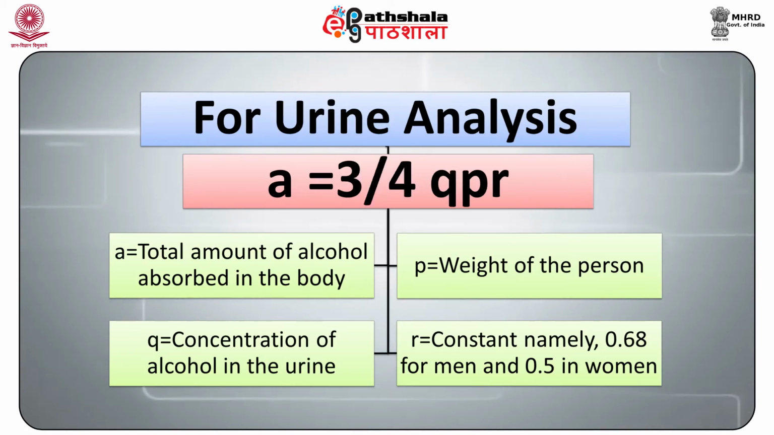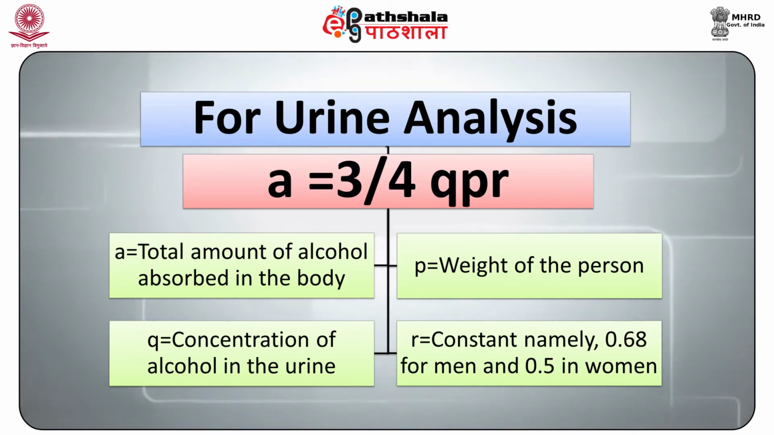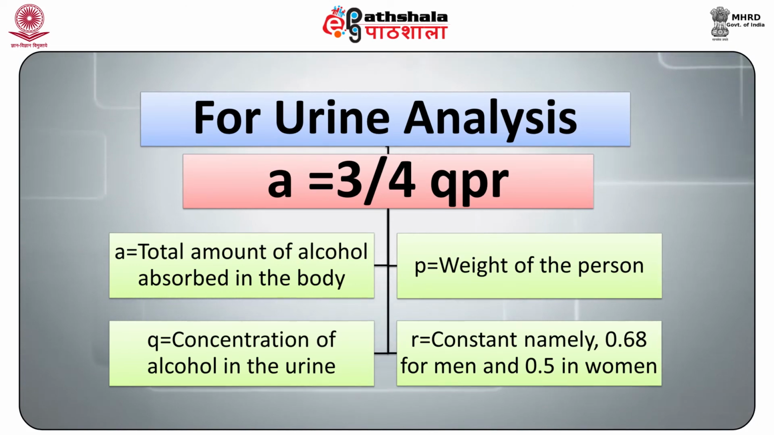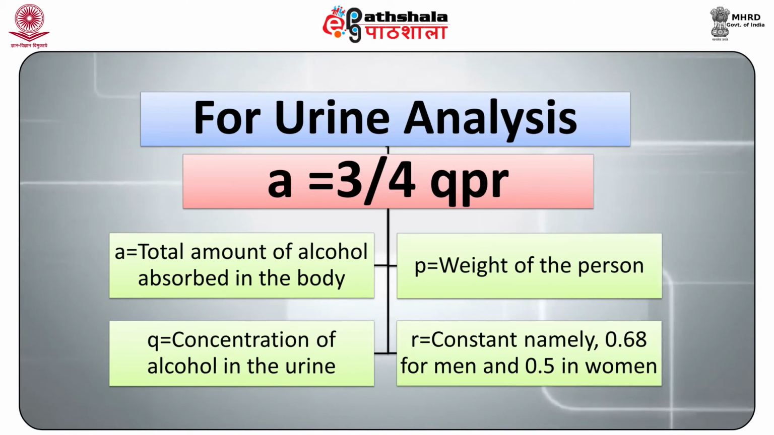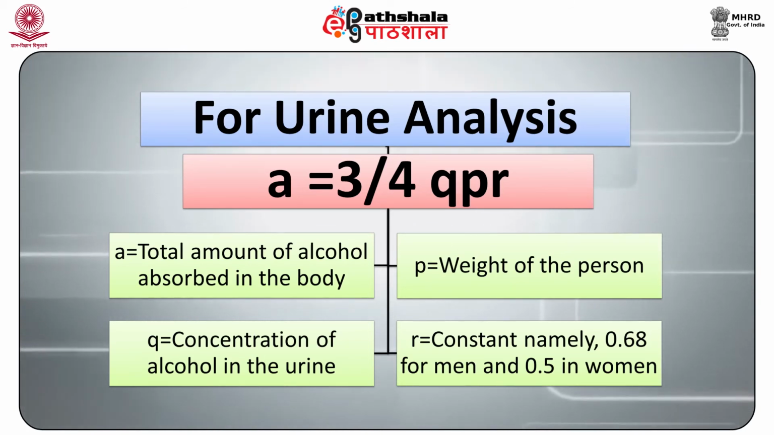In case of urine analysis, A is equal to 3/4 QPR, where A is total amount of alcohol absorbed in the body, P is weight of the person, Q is concentration of alcohol in urine, and R is the constant, namely 0.68 for men and 0.5 in case of women.